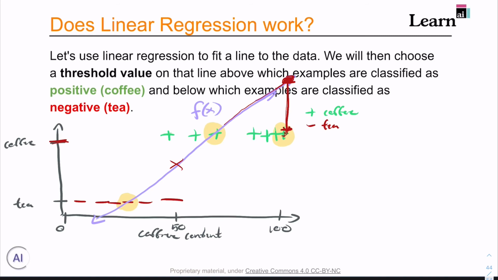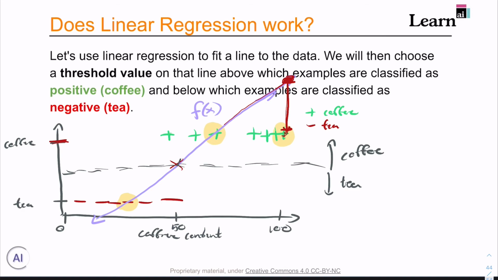So we're going to fix it, but before we move on, I just want to introduce this concept of a threshold value. Once we draw this line, a threshold on this line would be basically drawing a dotted line, saying that anything above this line is coffee and anything below this is tea. That's just a threshold. Nothing complicated, but that's going to be important a little bit later.